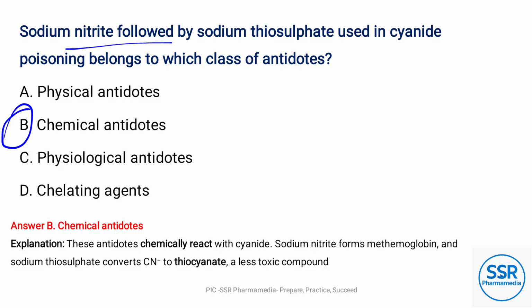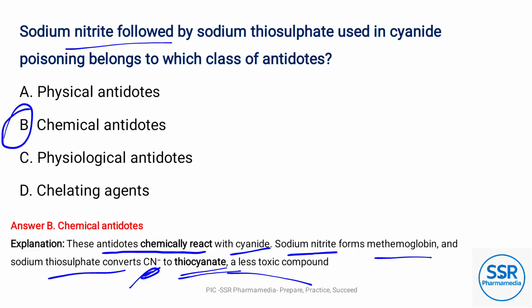Because these antidotes chemically react with the cyanide ion. First, sodium nitrate forms methemoglobin. Then the sodium thiosulfate converts the cyanide ion into thiocyanate ion. Cyanide is more toxic, thiocyanate is non-toxic. So that means less toxic. Later it is excreted through urine.